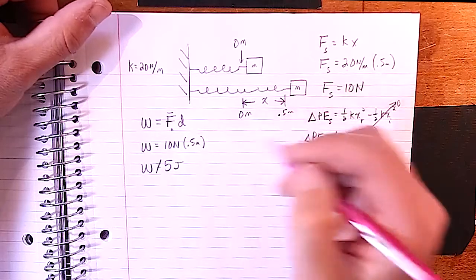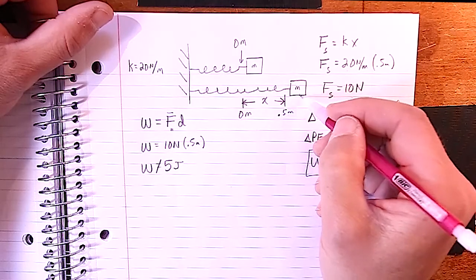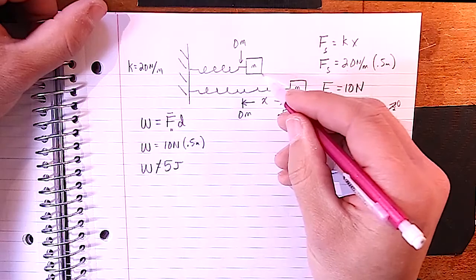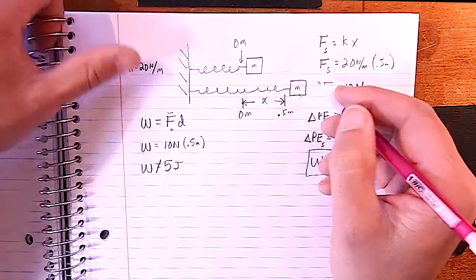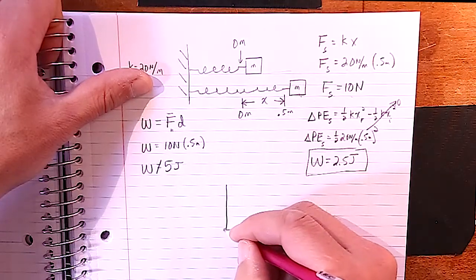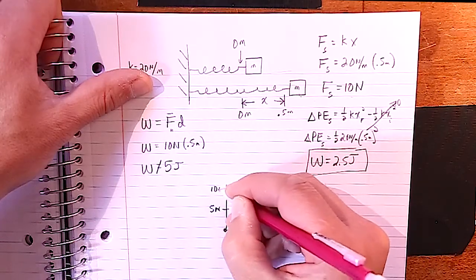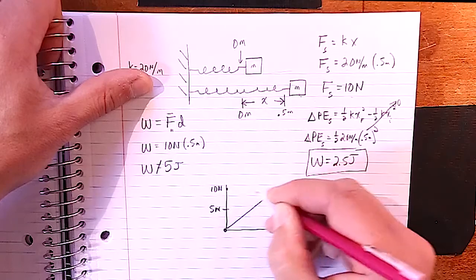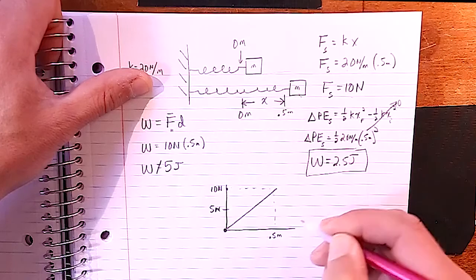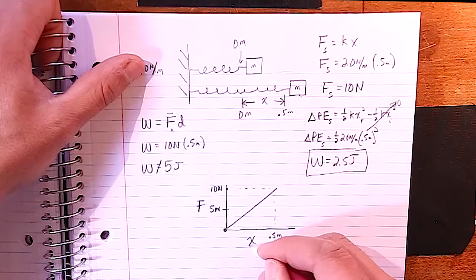Well, why? Because the force of the spring of 10 newtons is only the force right here. The force at the beginning was 0. So as the spring was stretched, the force increased. What did the force do? The force increased from 0 up to 10 newtons. And at 10 newtons, that's where our 0.5 meters is. So that's our F, and that's our x.